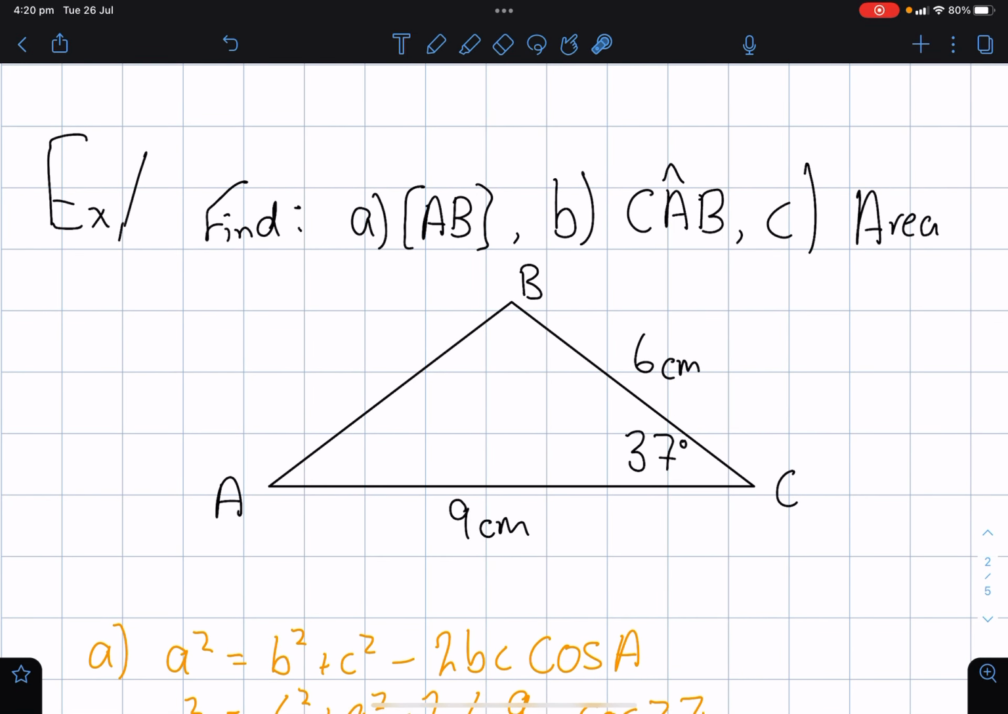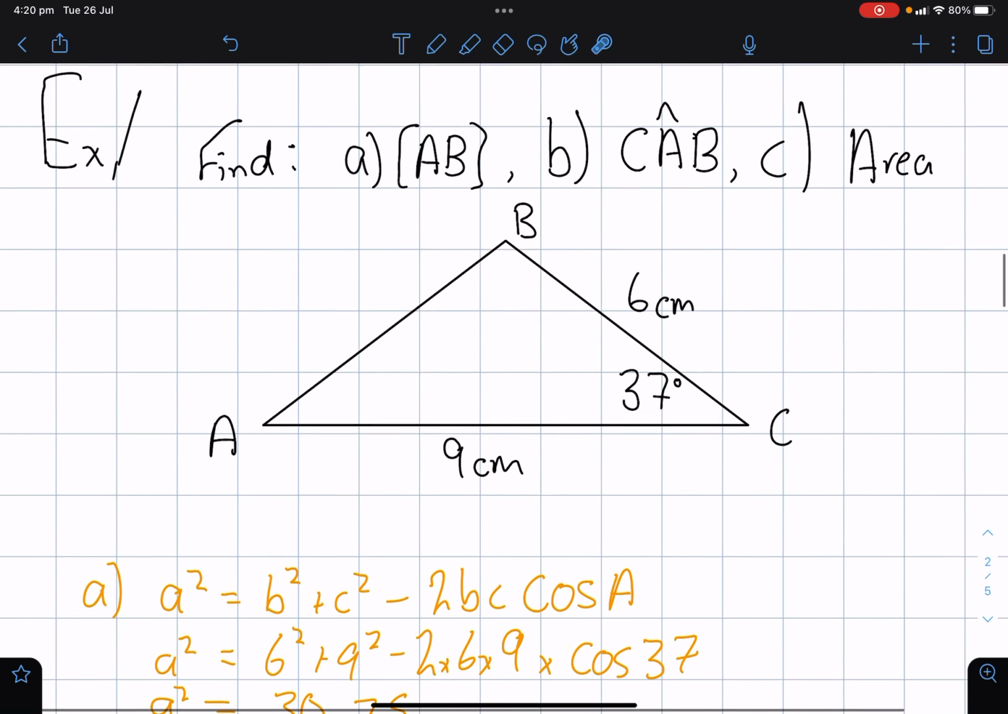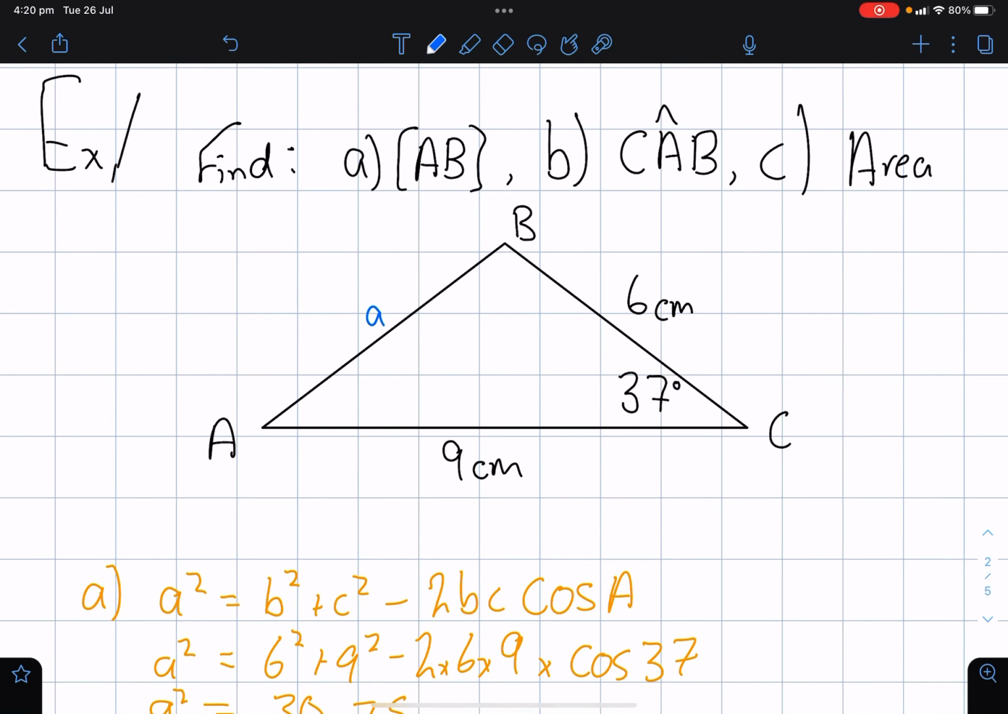So a squared equals b squared plus c squared, take 2bc cosine a. Now you might notice that we're actually finding little c if we're using our usual denotation, but that's okay. Remember, the formula works no matter what. So I've actually called this little a here. So a squared equals 6 squared plus 9 squared, take 2 times 6 times 9 times by cosine of 37 degrees. So 37 degrees is the included angle between 6 and 9. So that's the angle we use.